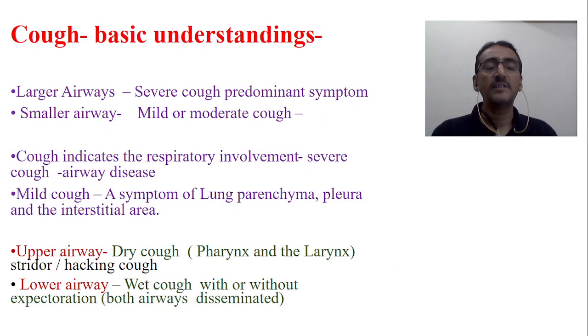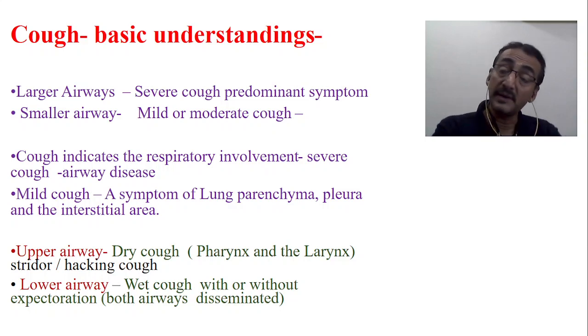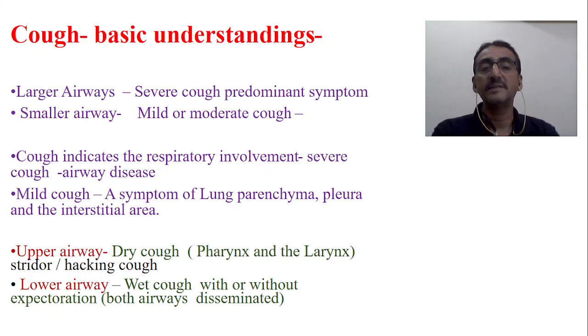Now come to the next important part, the larger airways and smaller airways. Whenever there is severe cough, it always suggests that the larger airways are affected. When the smaller airways are affected, the child has a mild or moderate cough. This is a very important thing. Suppose a child comes to you with very severe cough, not stopping at all, continuously coughing. Definitely this is a cough of the upper airway or larger airway. If the child has a smaller airway infection, then there will be either mild or moderate cough.